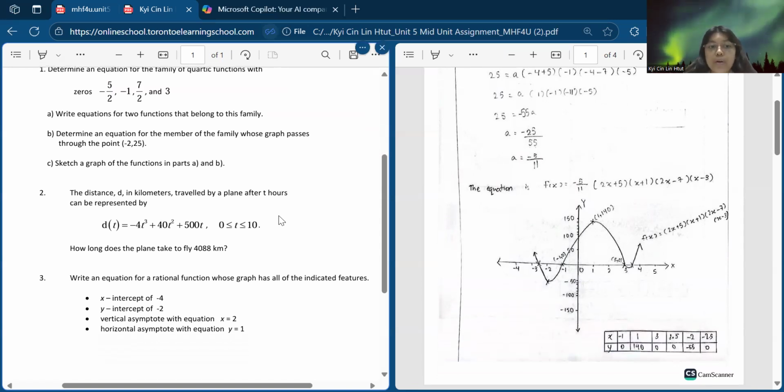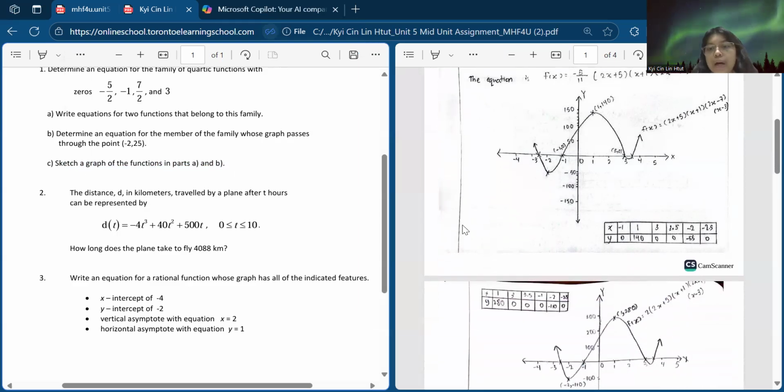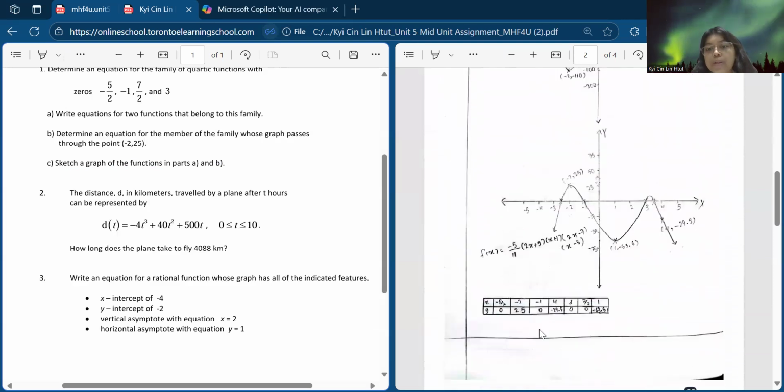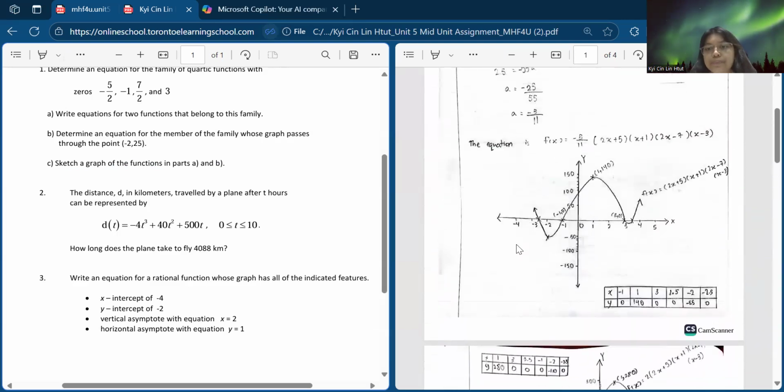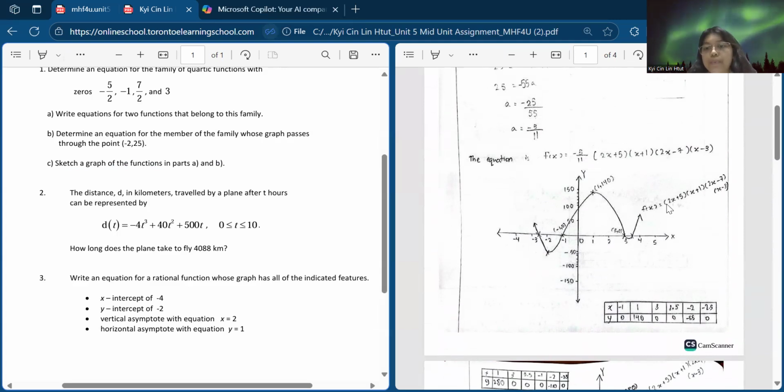So now we get the equation of the member of this family, which is f(x) = -5/11 (2x + 5)(x + 1)(2x - 7)(x - 3). Now I was asked to sketch a graph of this function. So for that, I plotted all the points for each of the graphs, and from these points, I get this kind of graph. And this is the graph for f(x) = (2x + 5)(x + 1)(2x - 7)(x - 3).